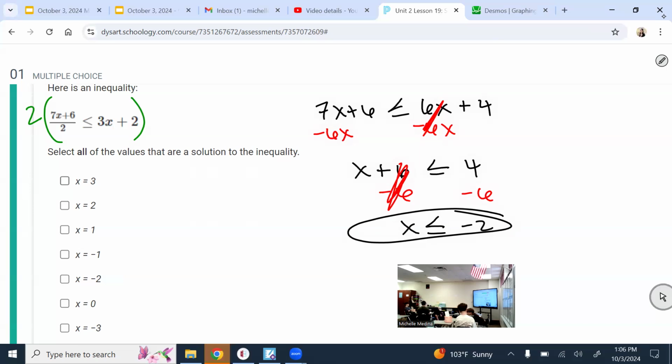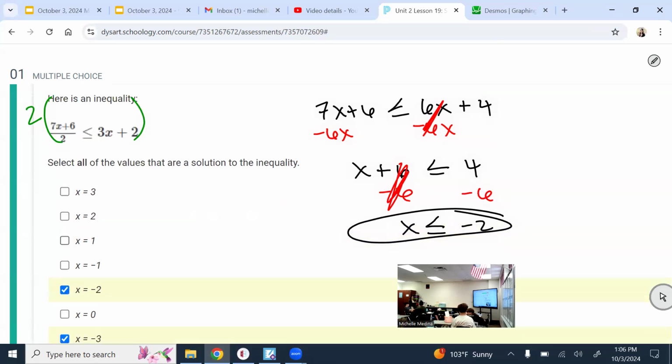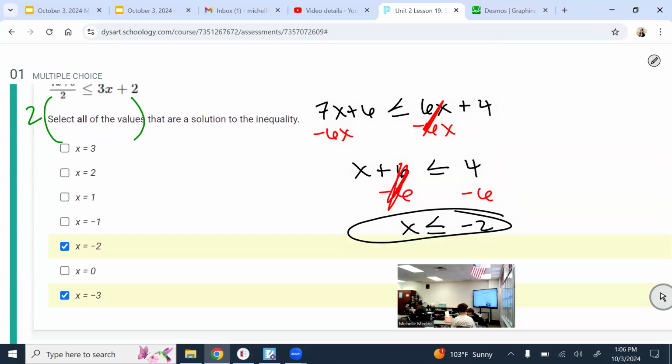Is 3 less than or equal to negative 2? Is 2? Is 1? Is negative 1? Is negative 2? Is 0? Is negative 3? Yeah, there's just those two. Negative 1 is technically bigger. Would you rather owe someone $2 or $1? And the negative 2 does count because it has that equal to part. Otherwise, it wouldn't. Okay, questions on that?